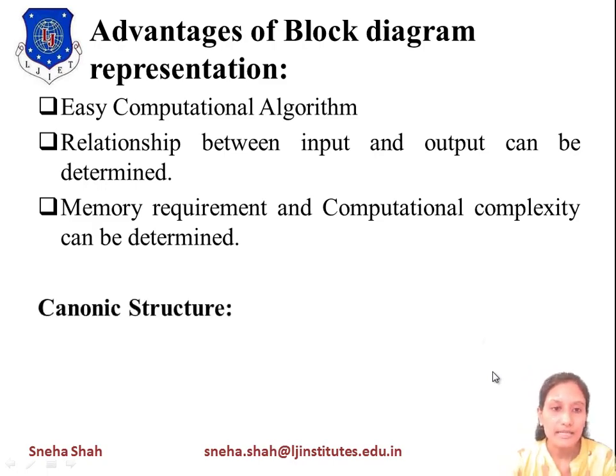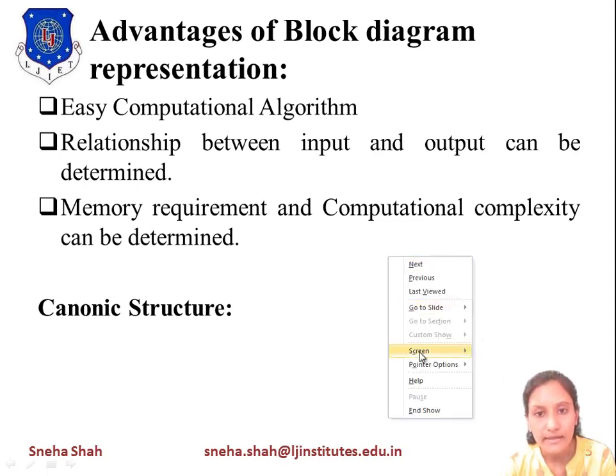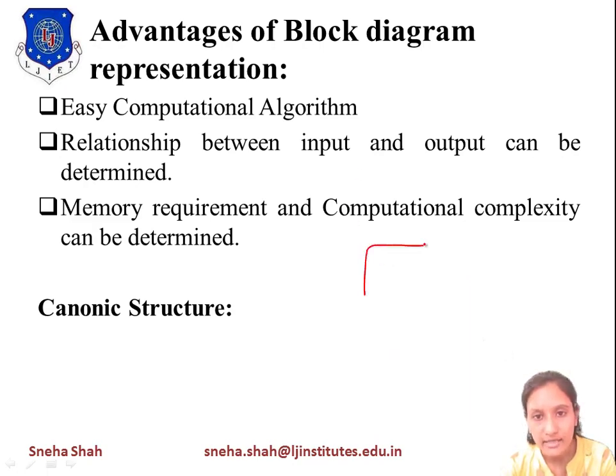Now the next topic is canonic structure. What is a canonic structure and what is a non-canonic structure? Suppose you want to delay by 5 units, then there are two options. The first option is directly taking z raised to minus 5, which gives you a delay by 5 samples.